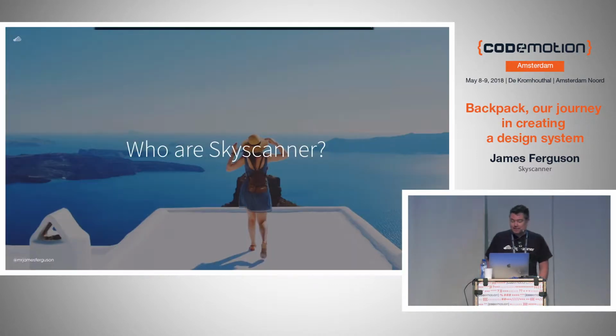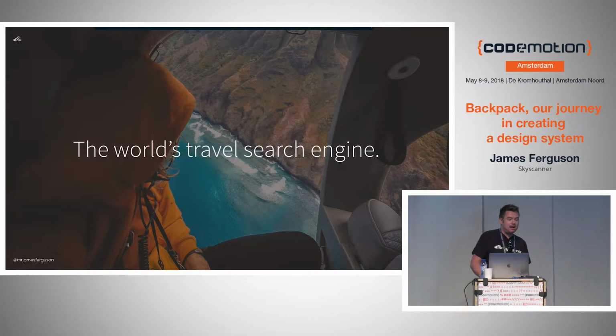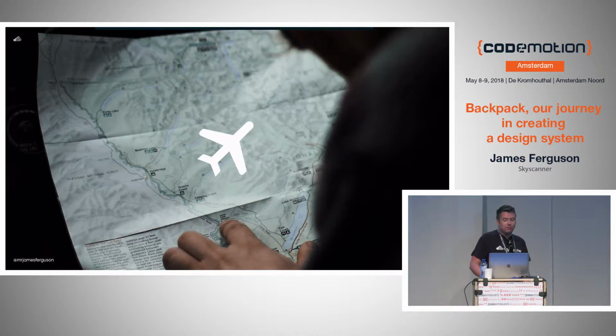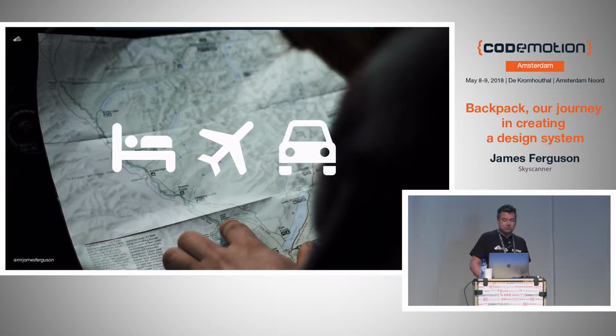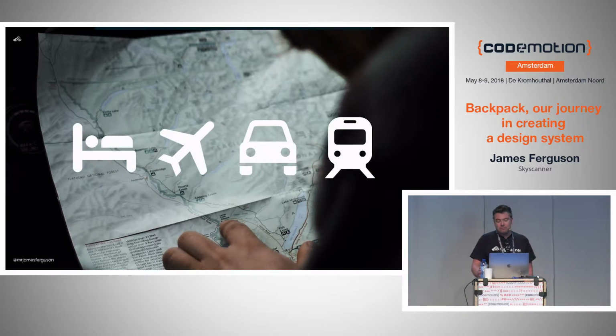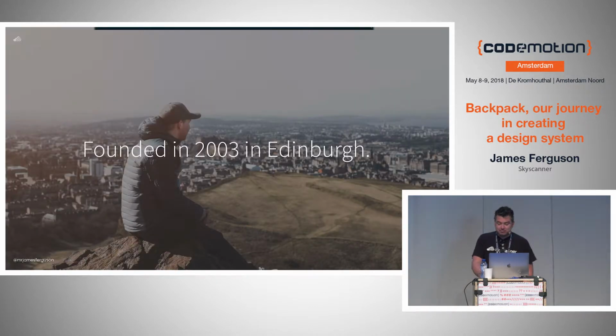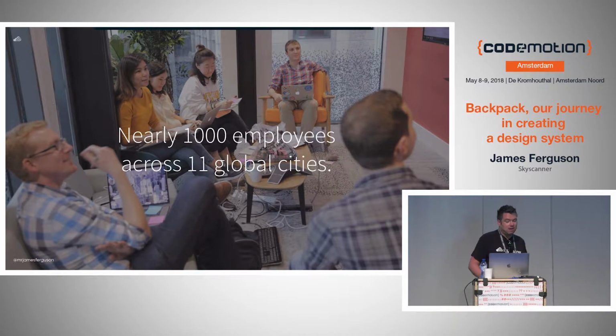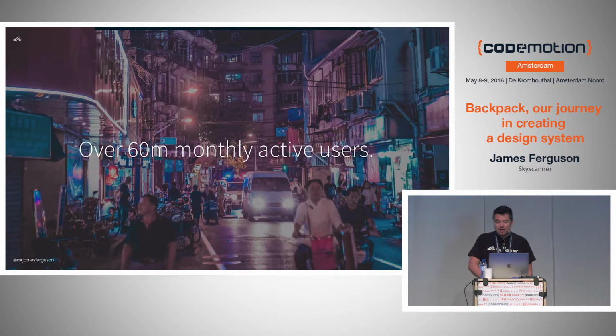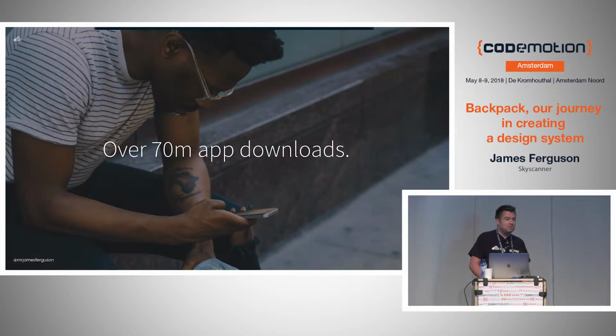You might be wondering who Skyscanner are. We like to think of ourselves as the world's travel search engine. You may know us for flights and flight comparison, but we also have other products as well, including hotels and car rental. And we're starting to roll out trains as well. We were founded in 2003 in Edinburgh, and we're nearly 1,000 employees worldwide across 11 different offices. We've got 60 million monthly active users and over 70 million app downloads. So the scale at which we're working is pretty big.